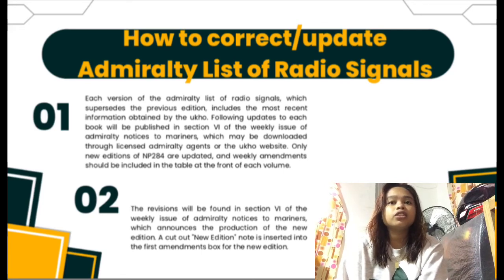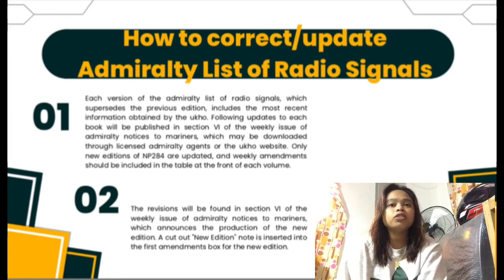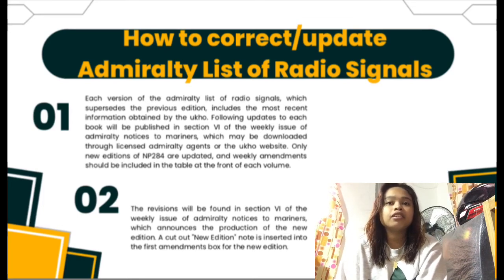Only new editions of NP 284 are updated, and weekly amendments should be included in the table at the front of each volume. The second is that a revision will be found in Section 6 of the weekly issue of Admiralty Notices to Mariners, which announces the production of the new edition. A cut-out new edition note is inserted into the first amendments box for the new edition.